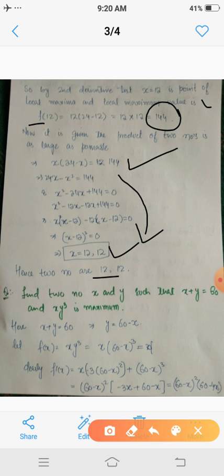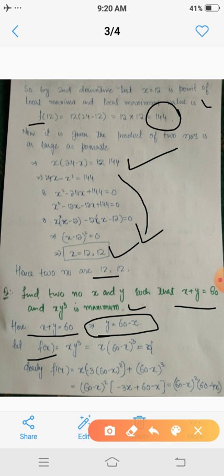Now another question of this type is, find two numbers x and y such that the sum of two numbers is 60, that is x plus y is 60, and the product x into y cube is maximum. Here x plus y is 60, which implies that y equals to 60 minus x. Let f of x denote this product, that is f of x equals to x into y cube, replacing y by 60 minus x, which is x into 60 minus x whole raised to power 3.